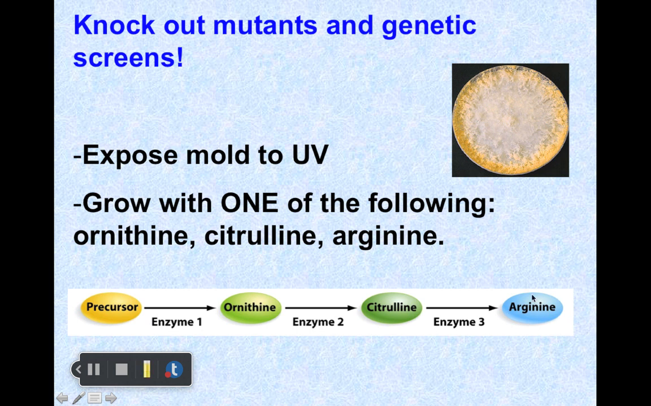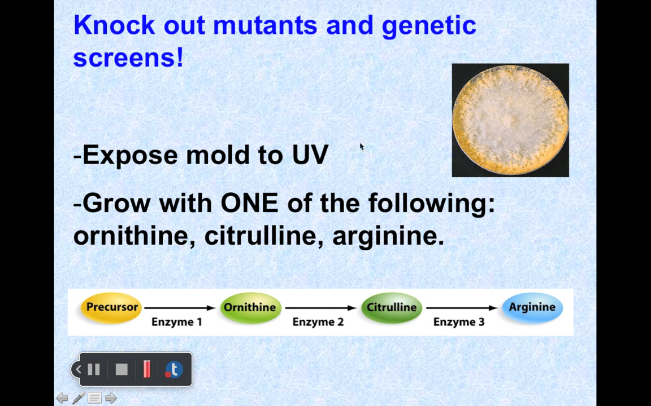It can either take it up from its environment, or it can also synthesize arginine on its own. And it can synthesize arginine by the pathway whereby it takes some precursor molecule that then gets converted to ornithine, which is then converted to citrulline, which is then converted to arginine. And notice that each step along the way requires a specific enzyme.